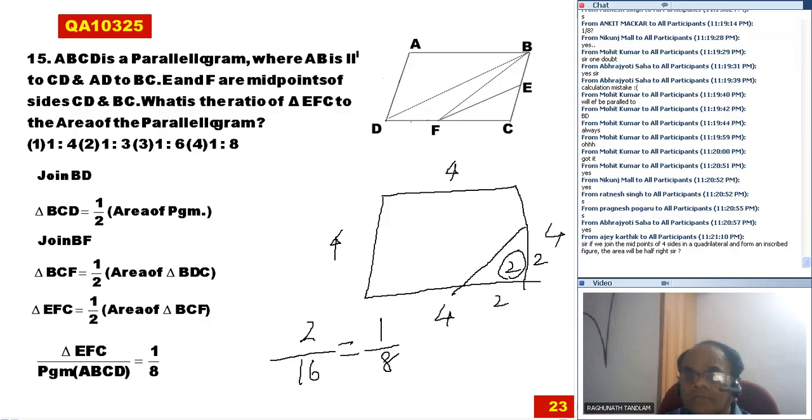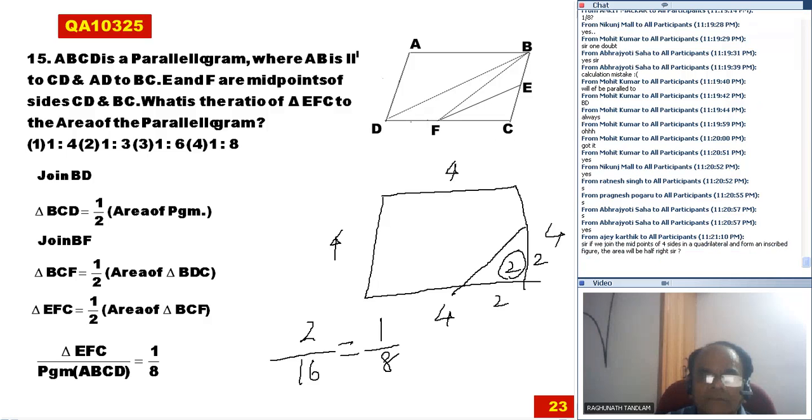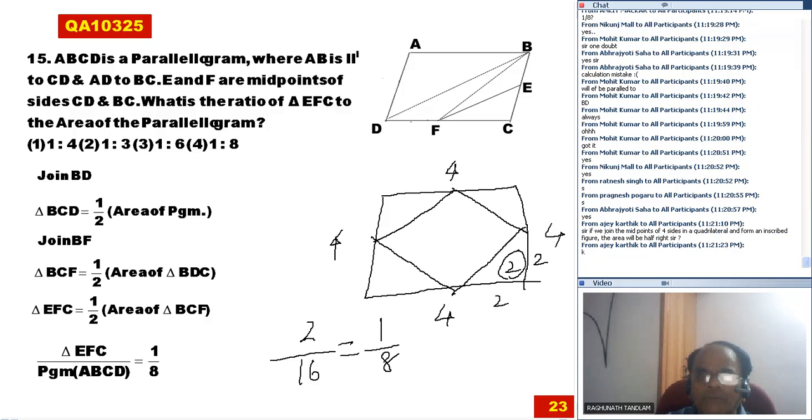Yeah, if I join the midpoints of the 4 sides, the area will be half. I agree with you. Let's say these are midpoints. This will be 2, this will be 2, this will be 2. This becomes 8. 8 by 16 is 1 by 2 or not? Ajay? 8 by 16 is 1 by 2.